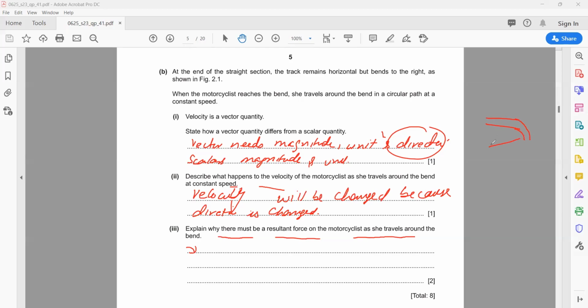In a circular path, if you remember, we talked about centripetal force. When an object is moving in a circular path, a force acts always toward the center, that's known as centripetal force. So whenever you want to make a change in velocity, you have to provide an external force.